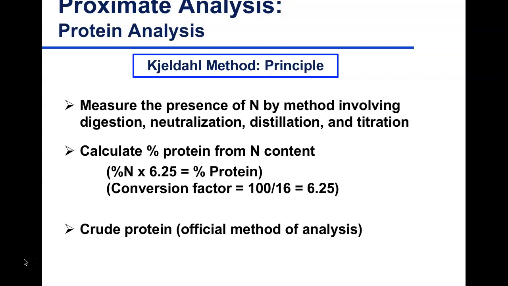The idea with this method is we're measuring the presence of nitrogen, as we're going to talk about in a moment. So how do we go from nitrogen to percent protein? How we do that is we use something called a conversion factor. So we know that every amino acid has one nitrogen. But based on the various R groups, it can have more nitrogen, like our basic amino acids.